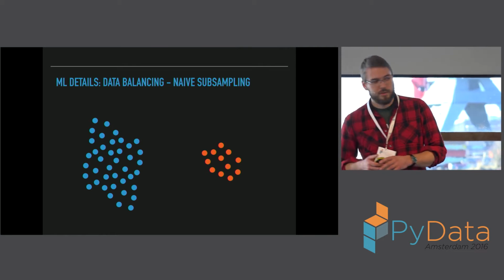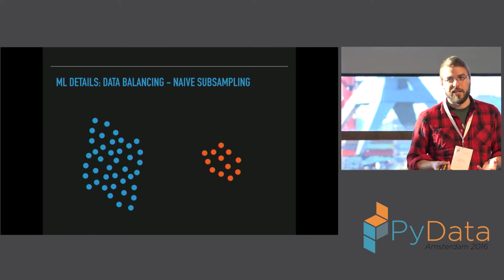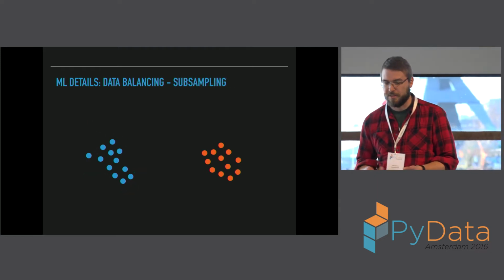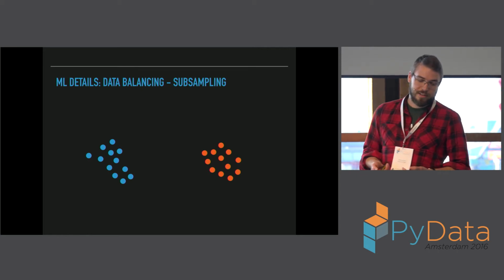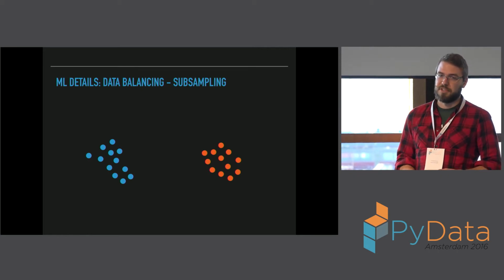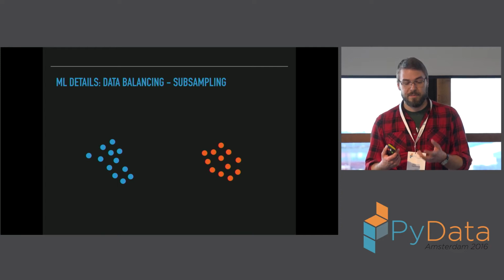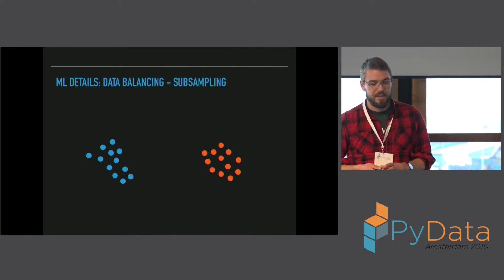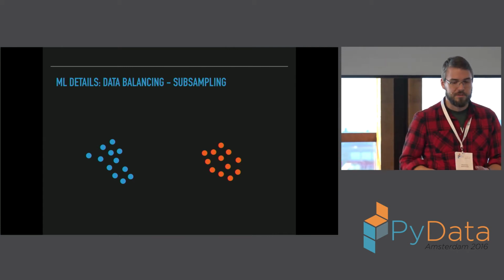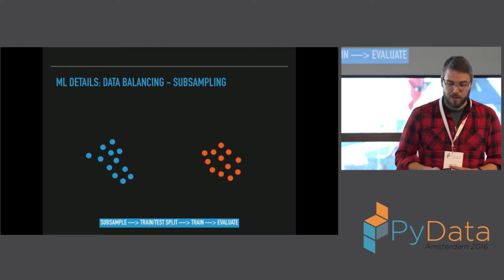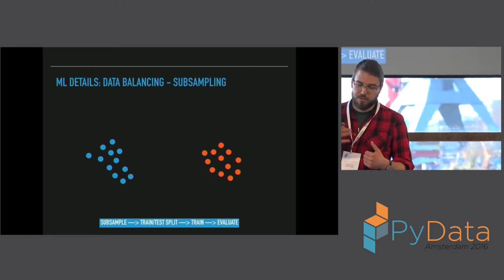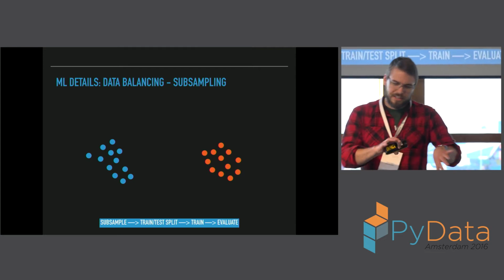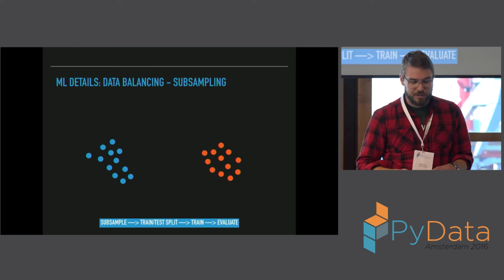So just to introduce naive sampling, it's pretty obvious. If you have lots of blue points and lots of orange points and you want to balance, you can just get rid of some of your blue points. The nice thing about it is that it's really simple conceptually, but the bad thing is that you lose a lot of your labeled data. You just don't use it. And that's a shame, considering how much effort it takes to get labeled data. The way you do it, you just subsample, then you split your data set into train and test, and then you train and evaluate. Actually, in this case, the order is not that important.